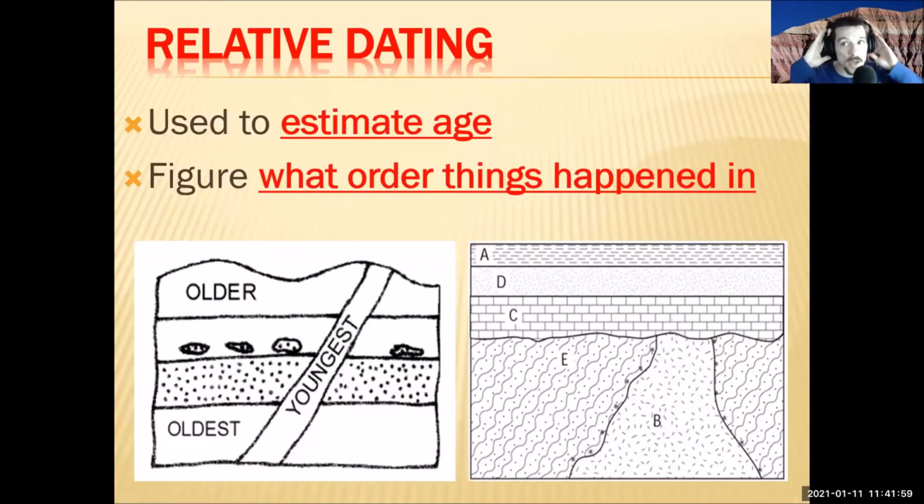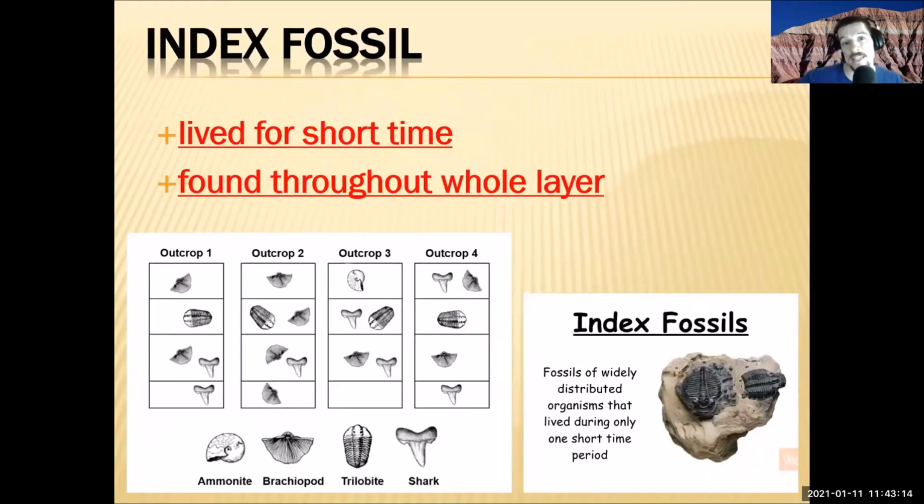So in your notes, I want you to write down relative dating. All we really use relative dating for is to estimate age. So you're figuring out an order of things that happened. All right, let's keep going. Hopefully you wrote down relative dating in your notes, used to estimate age, and it's used to figure out what order things happen in.